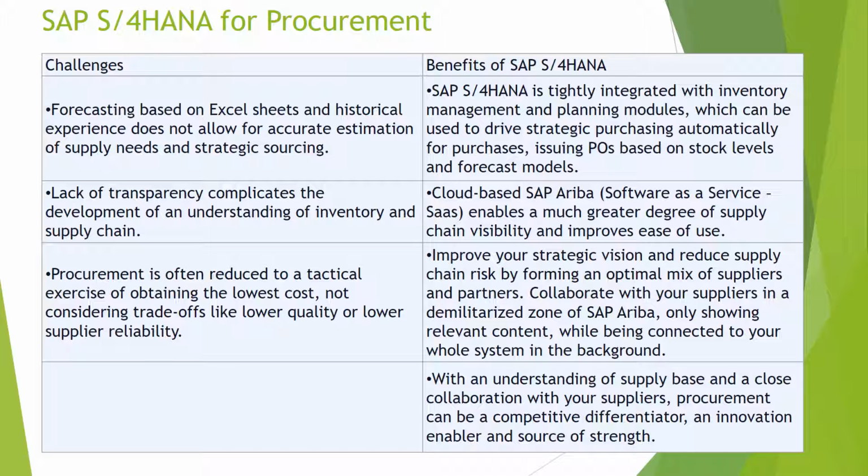So the buyers are properly integrated using the Ariba network and collaborate with your suppliers in a demilitarized zone of SAP Ariba, only showing relevant content while being connected to your whole system in the background. And with an understanding of the supply base and close collaboration with your suppliers, procurement can be a competitive differentiator and innovation enabler, a source of strength. First we discussed the manufacturing benefits of SAP S/4HANA, and then procurement, and now the final thing is financial advantages or benefits in case of SAP S/4HANA.